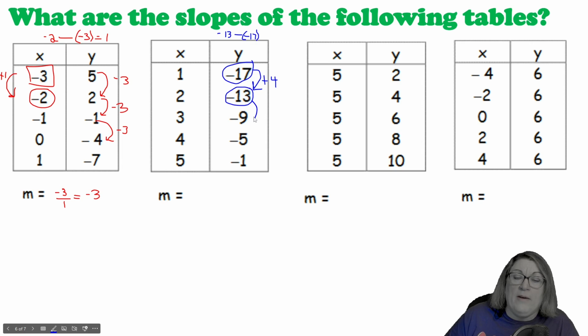And this is going up by 4 each time. So our vertical change is a 4. Okay. And on the horizontal change, the x change is just going up by 1 each time. So it would be 4 over 1, which simplifies down to just a 4.